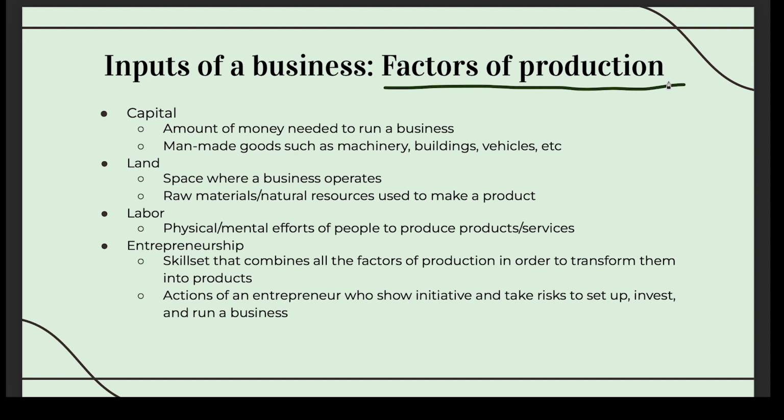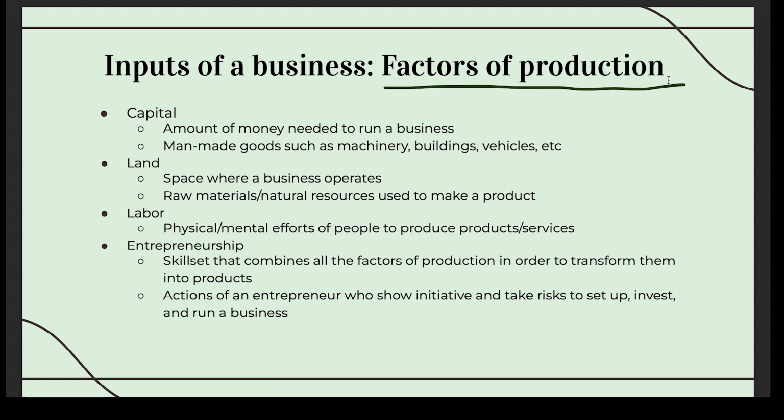And then we have land, which is the space where a business operates, raw materials and natural resources used to make a product. These are the physical resources. And then labor is the physical and mental efforts of people to produce products and services. These are the human resources. And then we have entrepreneurship, which is the skill set that combines all the factors of production in order to transform them into products. We'll discuss entrepreneurship more in the last portion of class, but it is the actions of an entrepreneur who shows initiative and takes risks to set up, invest, and run a business.